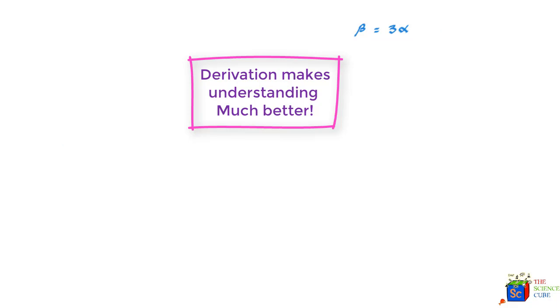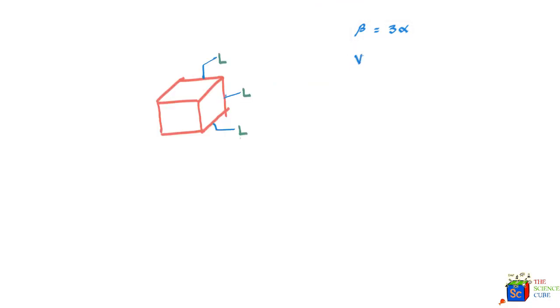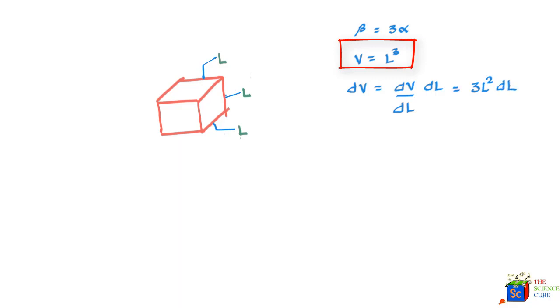So let's go ahead and establish this relationship that beta is actually equal to 3 alpha. To do so, consider a cube of length L. So we can say its volume V is equal to L cube. And we can then write dV, or the change in volume, as equal to dV over dl into dl. And dV over dl is nothing but 3L squared. So we put 3L squared here and retain the dl over here.